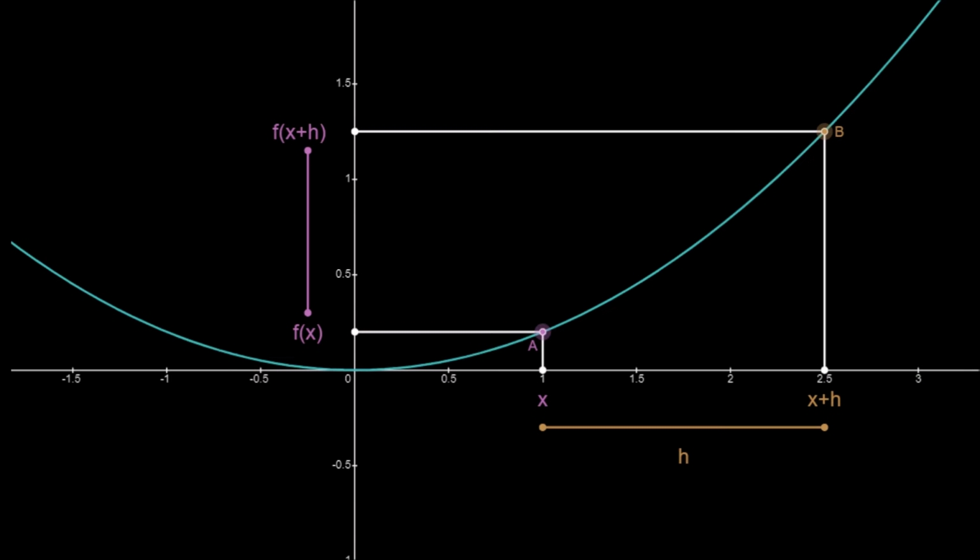Now draw the chord from point A to point B. The gradient of this chord is given by the y distance, f of x plus h minus f of x, divided by the x distance, which is h. In this instance, the gradient of this chord is the value 0.7. Now the actual gradient at point A is the value 0.4.